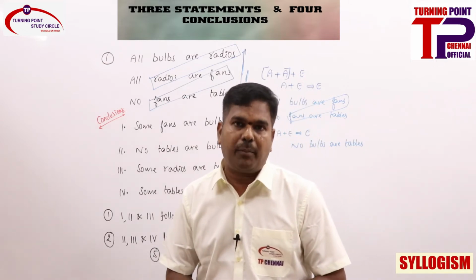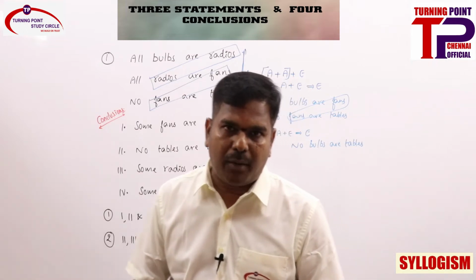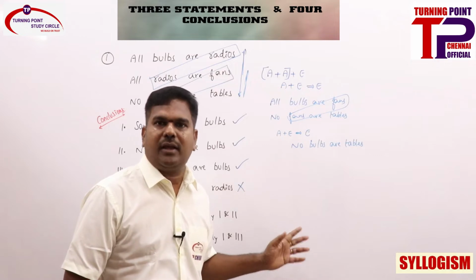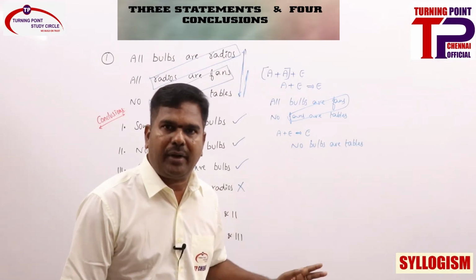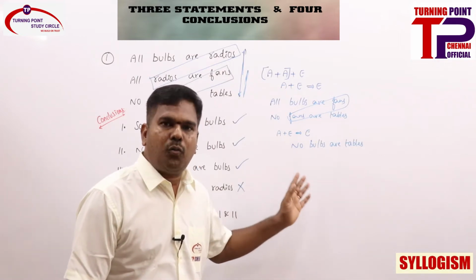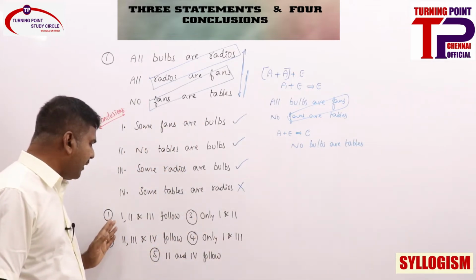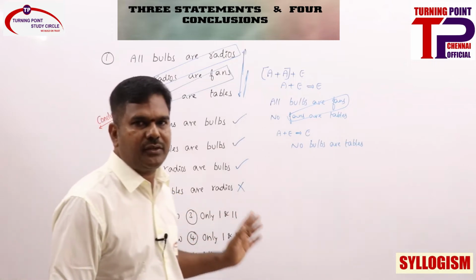Finally we need to check for a complementary pair. Is there any need to check for a complementary pair? No. Why? Because only one conclusion is left over. That is the reason there is no need to check for a complementary pair. What all follows here? 1, 2 and 3 follow. What is the answer being given? First option, right? 1, 2 and 3 follow. Go ahead with the first option.